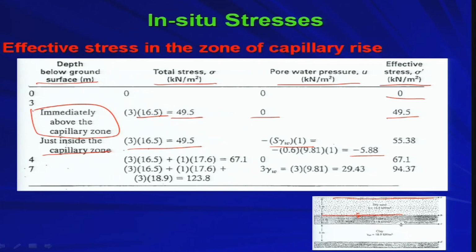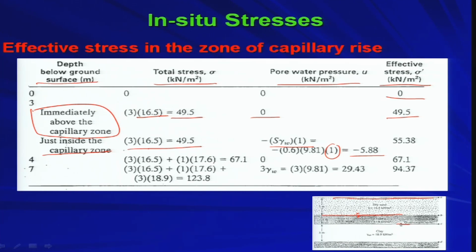Why am I saying 1, and why not 3? We have already discussed that when you consider the capillary zone, your datum is the groundwater table. This is your datum, and from there you have to find the depth. The depth is 1 meter, and S is the degree of saturation. So, S into gamma W into 1 gives you the pore water pressure at this line, just inside the zone.